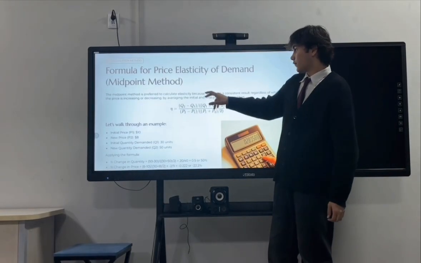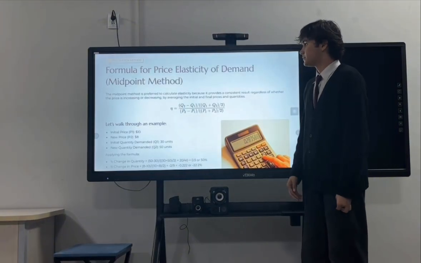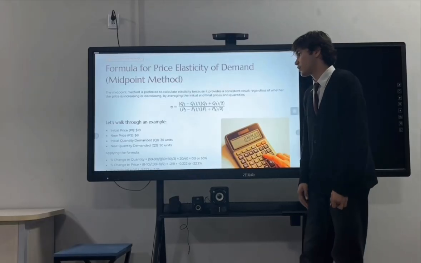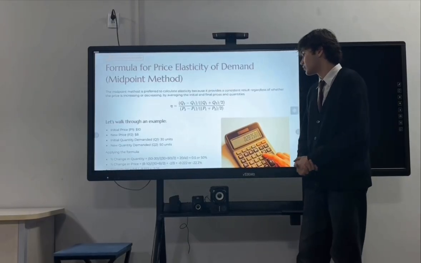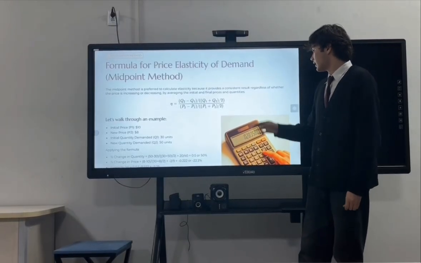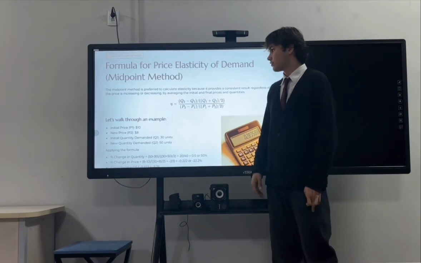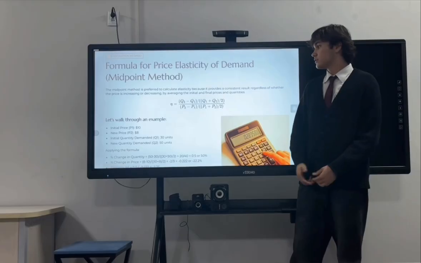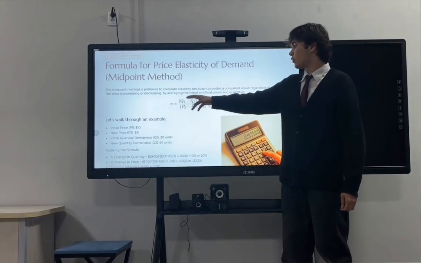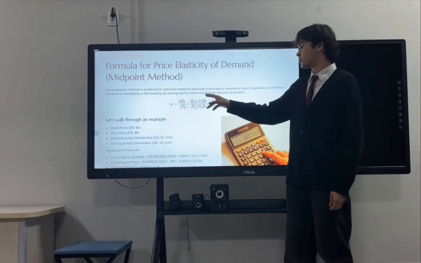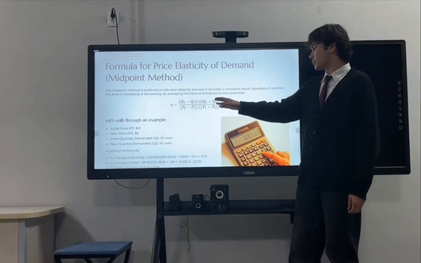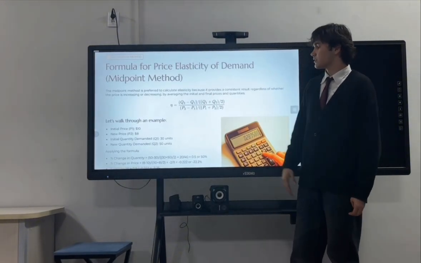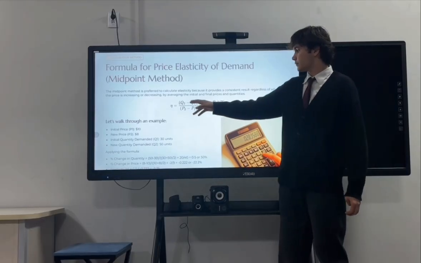Formula for price elasticity of demand: the midpoint method. The midpoint method is preferred to calculate elasticity because it provides a consistent result regardless of whether the price is increasing or decreasing, by averaging the initial and final prices and quantities. So we have the absolute value equal to quantity 2 minus quantity 1, divided by quantity 1 plus quantity 2 divided by 2.